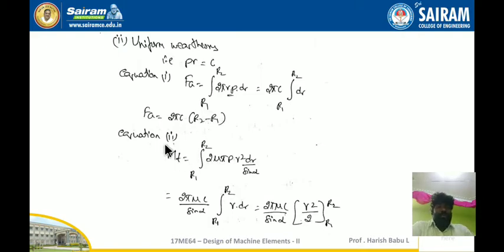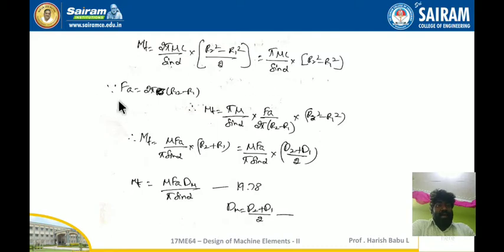So equation 2, that is Mt from R1 to R2, is 2μπ P R² dr / sin α. I am going to take 2πμC / sin α as a constant. I get the integral from R1 to R2 of R dr, so 2πμC / sin α times R²/2, with limits R1 to R2. When I substitute that, and substitute the Fa also over here, I get Mt = μ Fa / (π sin α) multiplied by (d2 + d1)/2. I am going to replace this in terms of dm, so dm is given by (d2 + d1)/2. This dm will be used for the uniform wear theory.